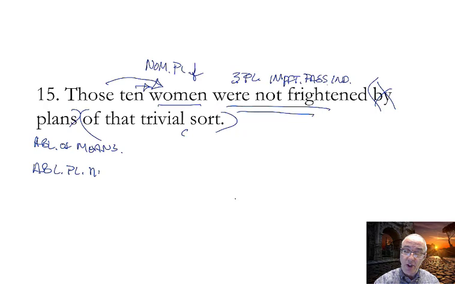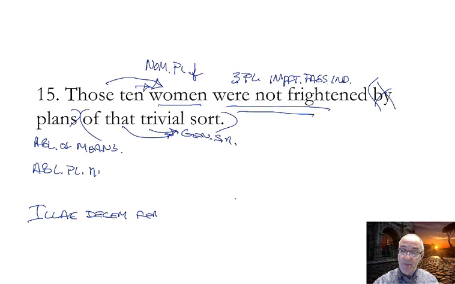Of that trivial sort is genitive singular neuter is the neuter word I'm going to use. That and trivial both modify it. There you go. Those 10 women, illae decem feminae, by plans, conciliis, of that sort, generis, of the sort, generis, illius, of that, and we're going to say light is trivial, levis, of that sort, were not frightened.